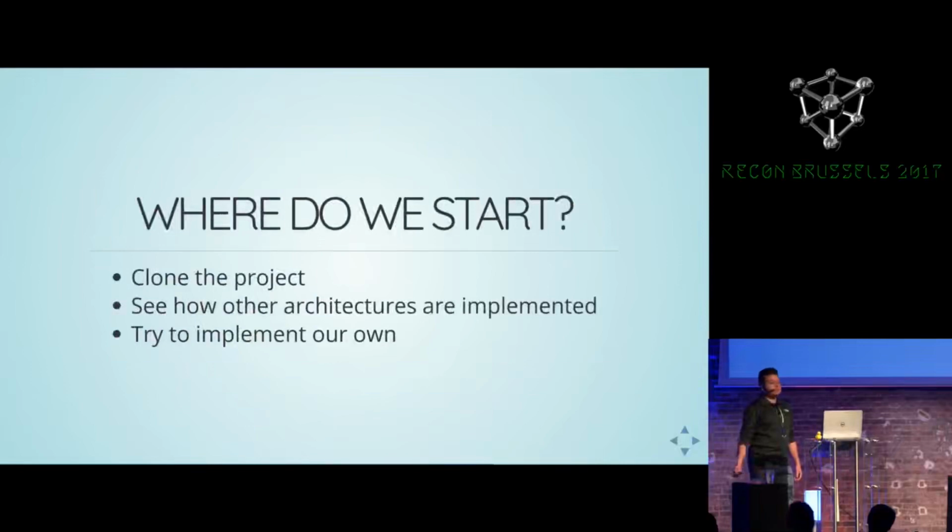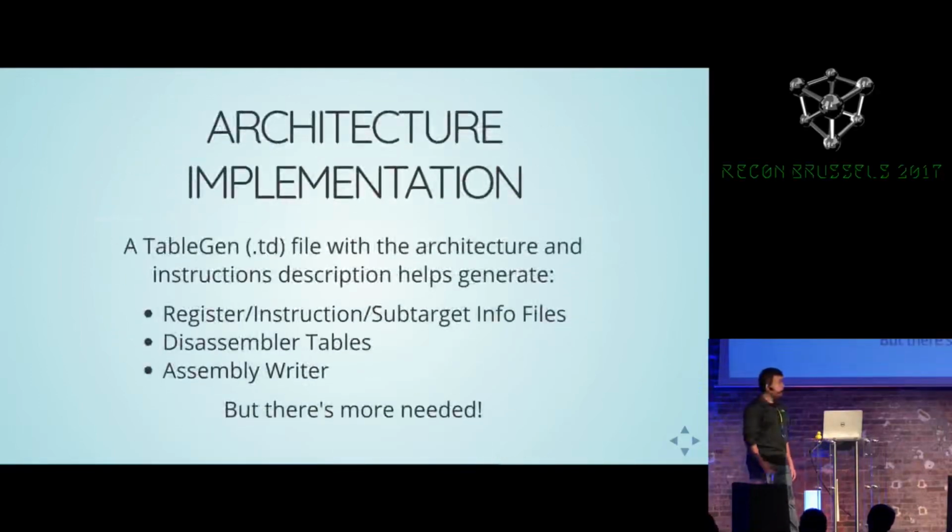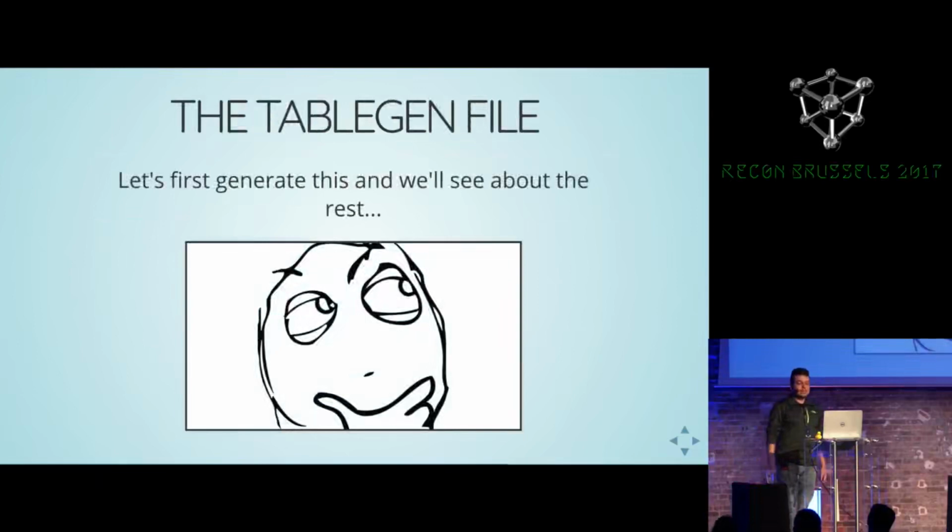So how do we start? Okay, let's first clone the project, see how other architectures are implemented, and try to implement our own. How do you implement an architecture? We must write a table.gen file. The table.gen file has a description of the architecture, and it helps generate the register, instruction, and sub-target info files, the disassembler tables, and the assembly writer, using a special LLVM tool. But there's a lot of stuff that we need to implement too. So let's first generate this file, and we'll see about the rest.